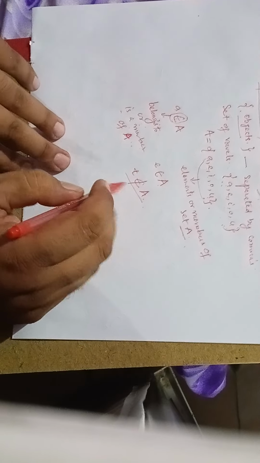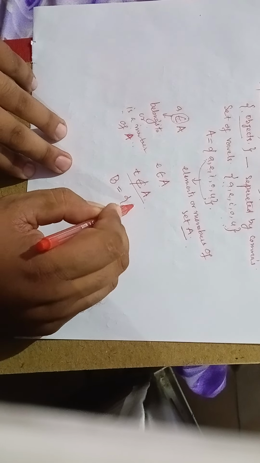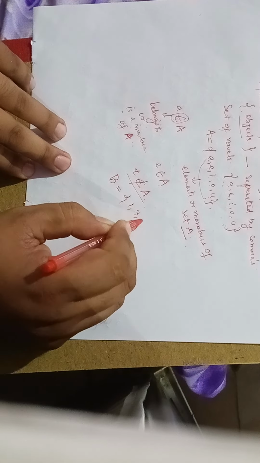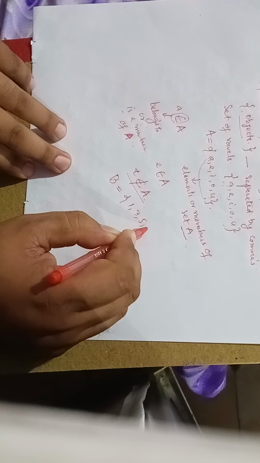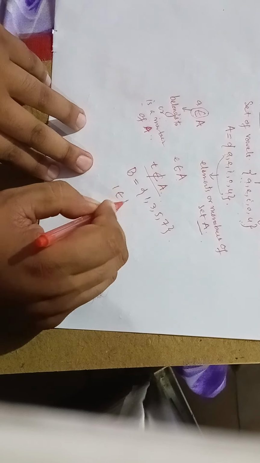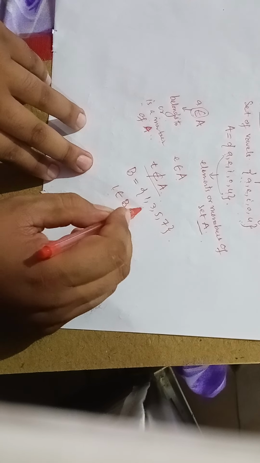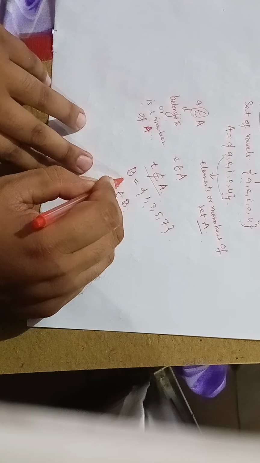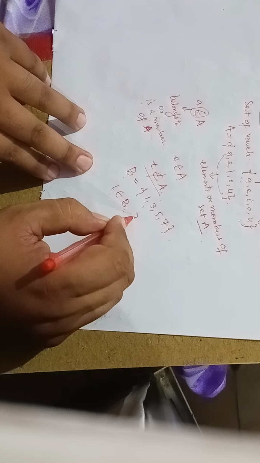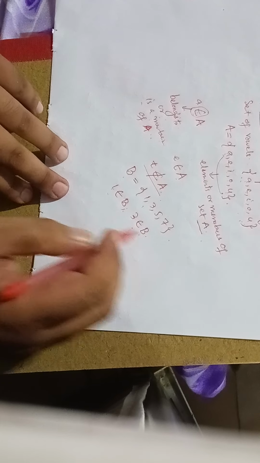I can give you one more example. If I have another set, B is equal to {1, 3, 5, 7}, I can write 1 belongs to B, or 1 is a member of B, because 1 is an element of set B. I can also write 3 is a member of B, or 3 belongs to set B.